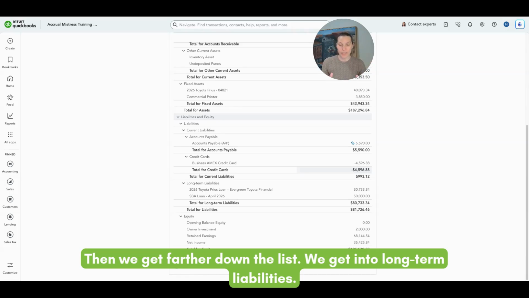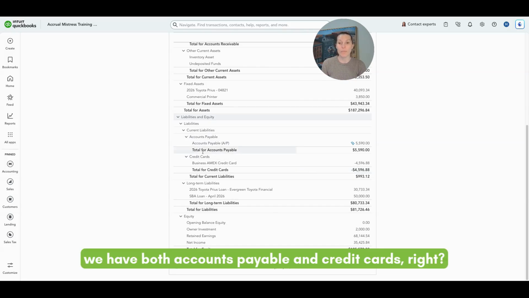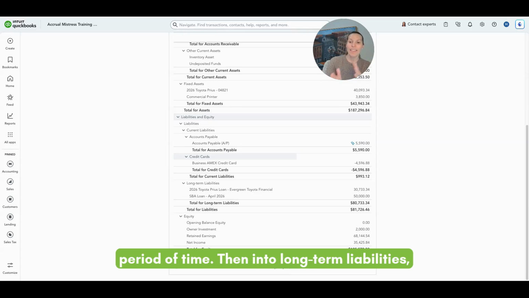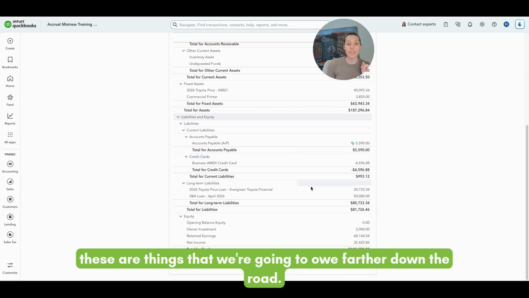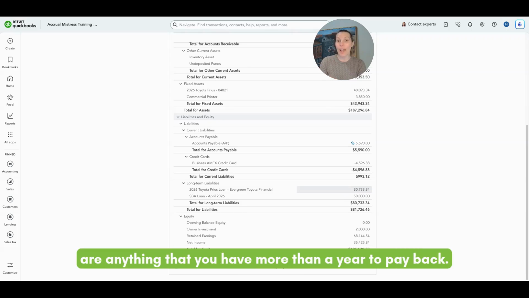Then we get farther down the list. We get into long-term liabilities. So you'll notice under current liabilities, we have both accounts payable and credit cards, right? Those are things that are going to be due in a short period of time. Then into long-term liabilities, these are things that we're going to owe farther down the road. Generally speaking, long-term liabilities are anything that you have more than a year to pay back.